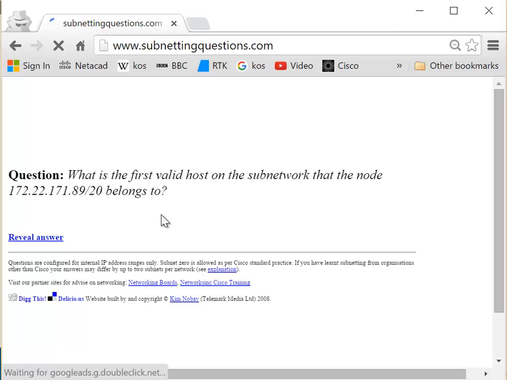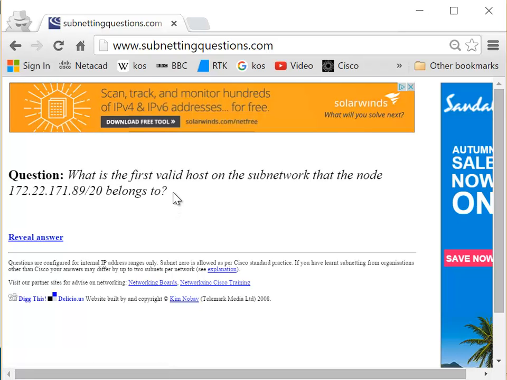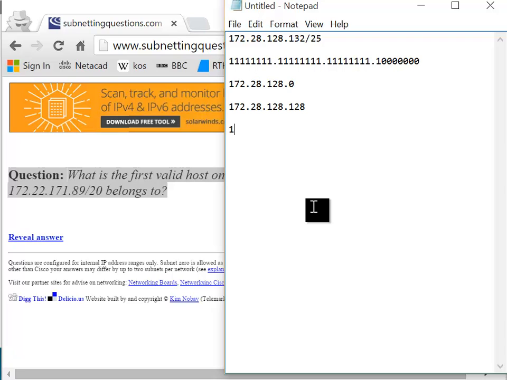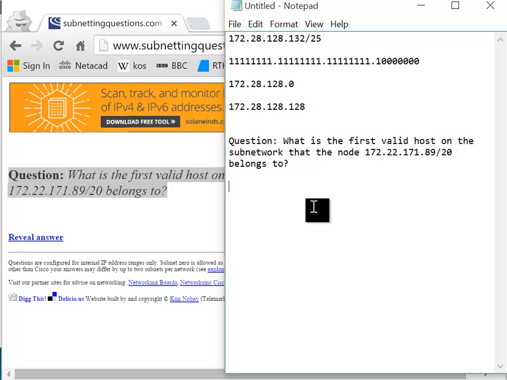Next question is, what is the first valid host on the subnet that it belongs to? So what is the first valid address of the subnet where this host belongs? If I open the notepad, get rid of this. Okay, when we look at /20, 1 2 3 4 5 6 7 8 dot, that's 8. I'll go to the end, 16, 17, 18, 19, 20. That leaves 1 2 3 4, then another 8, 1 2 3 4 5 6 7 8.